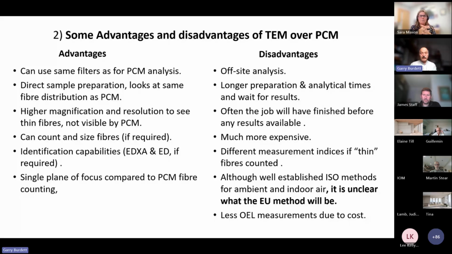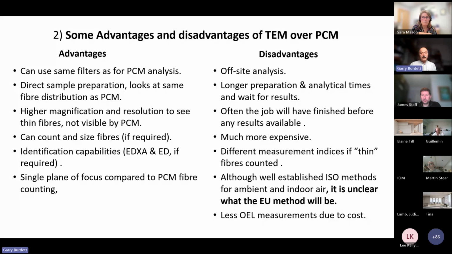Disadvantages: it's off-site analysis, with longer preparation and analytical times. You're not going to get them on site. You have to wait for the results, and often the job will have finished before you get those results. So it's not an effective feedback mechanism on site to help those workers have lower exposure. It's much more expensive, and it's going to use different measurement indices if thin fibers are counted. Although there are well-established methods, it's unclear what the EU method will be. And there's going to be even fewer measurements than 0.25% because of cost.